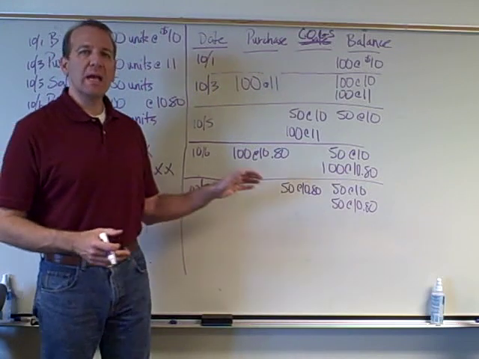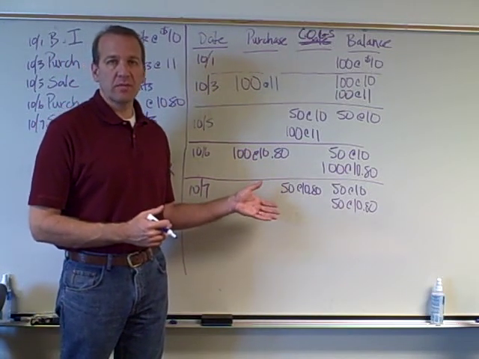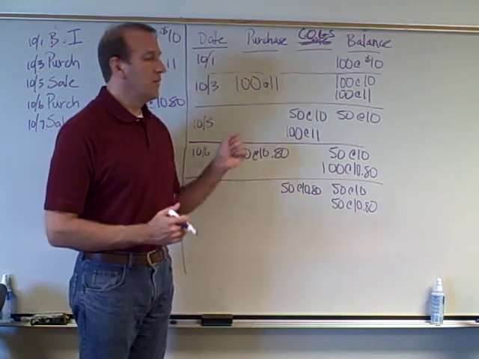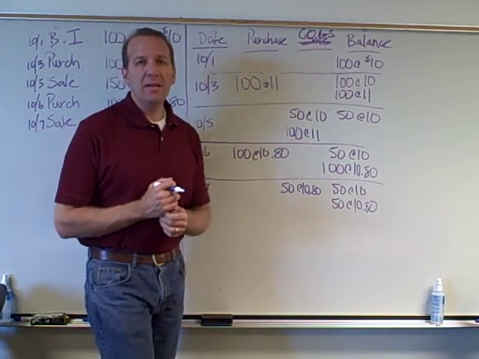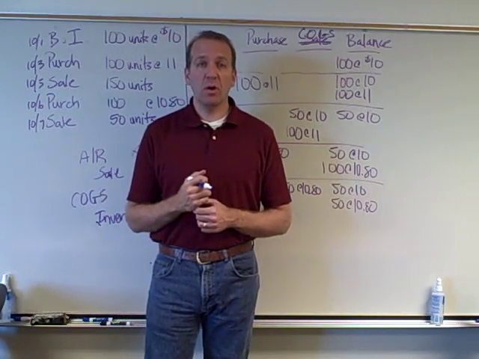So this would be how you would recognize your inventory, your reduction in inventory, and your cost of goods sold expense using the LIFO method. All right, in the next video, we'll show you how to do this using the weighted average or moving average.